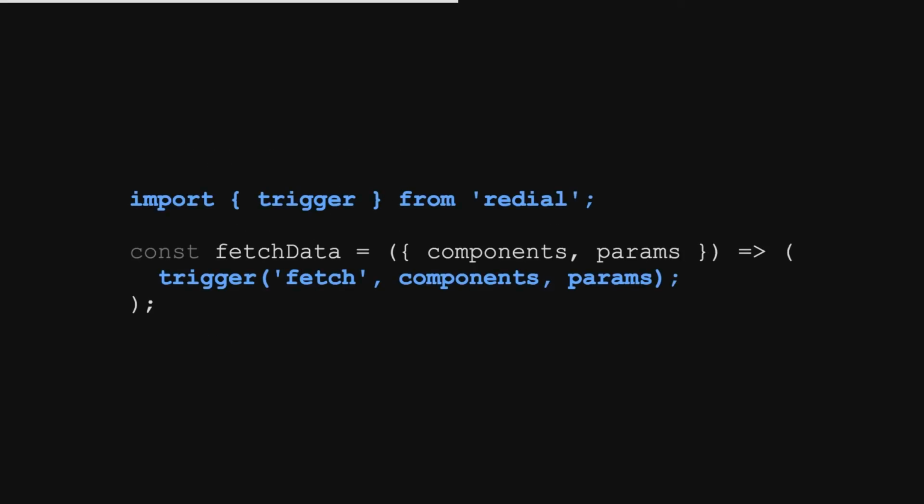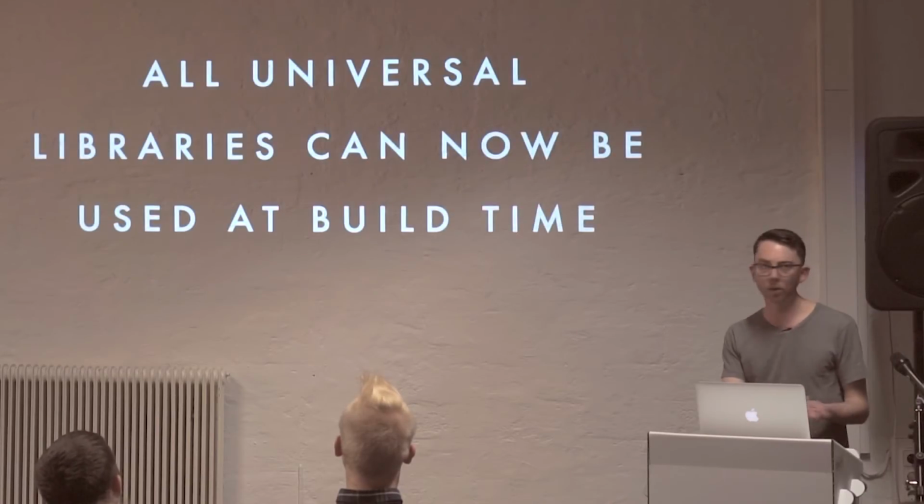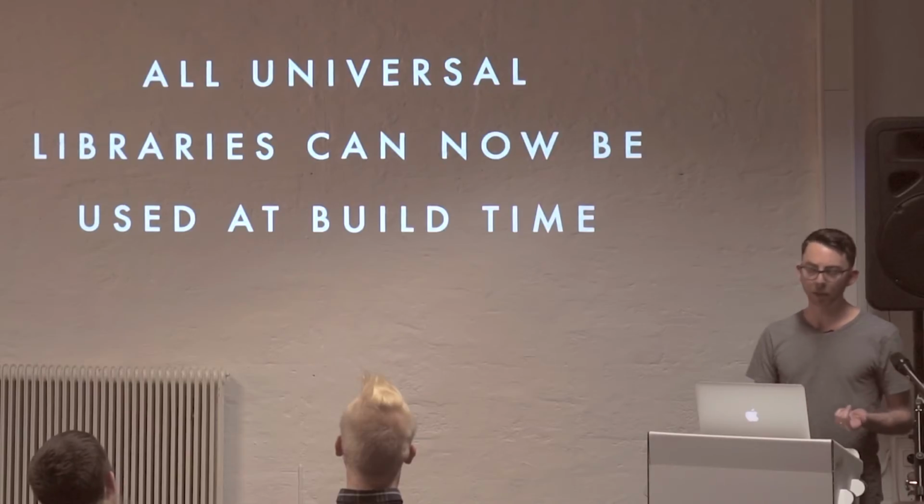Which of course means that any library that's designed to work this way, like Redial, for example, will just work in this environment. So the key thing to note here is that even though we're building a static site, all libraries that sell themselves as being universal libraries can be used at build time.